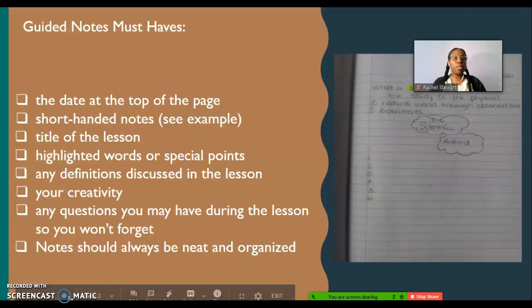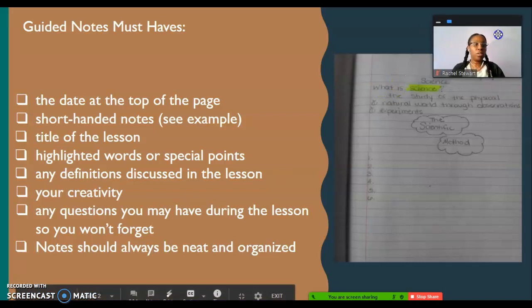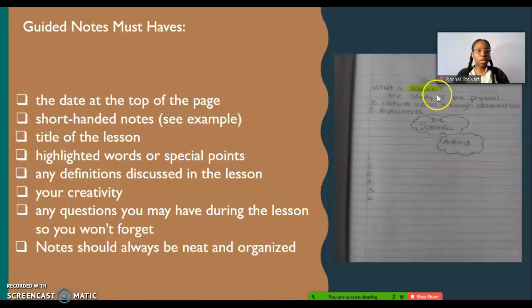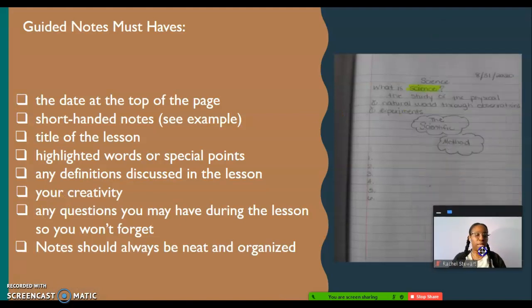All right, so I wanted to include an example of your notes. Again, that is very, very important. You can pause this right now, take a read of what's supposed to happen in your notes here, and look at my example. Okay.